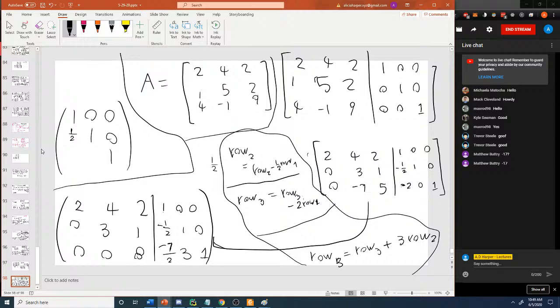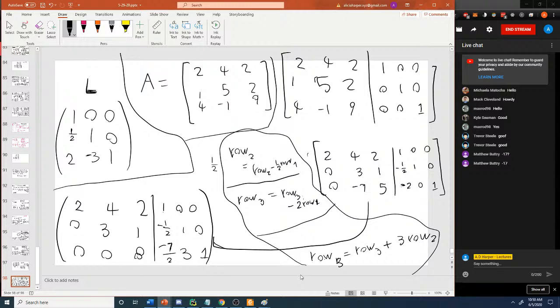I'm going to put a positive 2 here. And this positive 2 corresponds to the fact that I am subtracting 2 times row 1 from row 3. And then finally, down here, I'm adding 3 times row 2 to row 3. And so over here, I'm going to put a -3. And this is the matrix that I actually want. This will be my L.